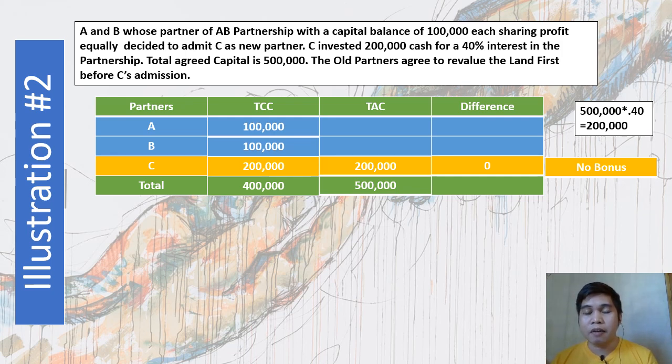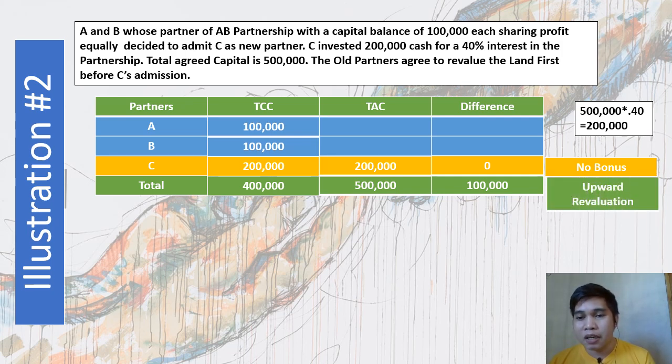So ang magiging gagawin lang natin, magiging basis lang natin is yung revaluation. Sa case natin, we have to revalue the land of the old partner by 100,000 pesos. So ano pong gagawin sa 100,000 pesos? From 400, magiging 500. So magkakaroon po ng upward revaluation. Upward revaluation kasi we have to increase the value of the asset. At the same time, we have to increase the value of the partner's capital.